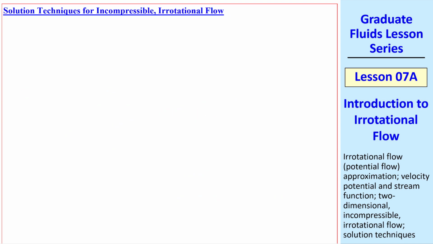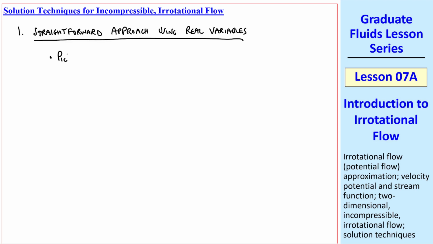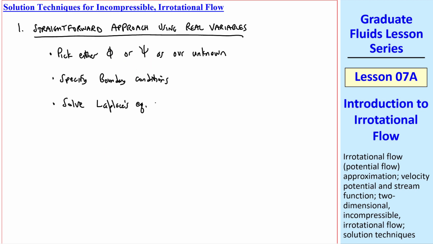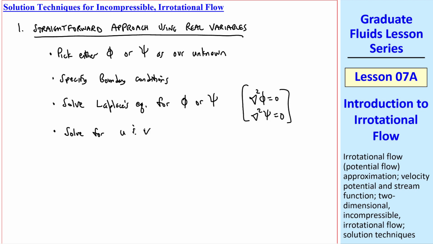Now I want to give a quick overview of the solution techniques for incompressible irrotational flow. First, what I'll call the straightforward approach, using real variables. With this technique, we pick either phi or psi as our unknown, specify boundary conditions on phi or psi for our flow of interest. Then we solve Laplace's equation for phi or psi. When we're finally done, we solve for the velocity components u and v, and then we apply Bernoulli to solve for pressure.